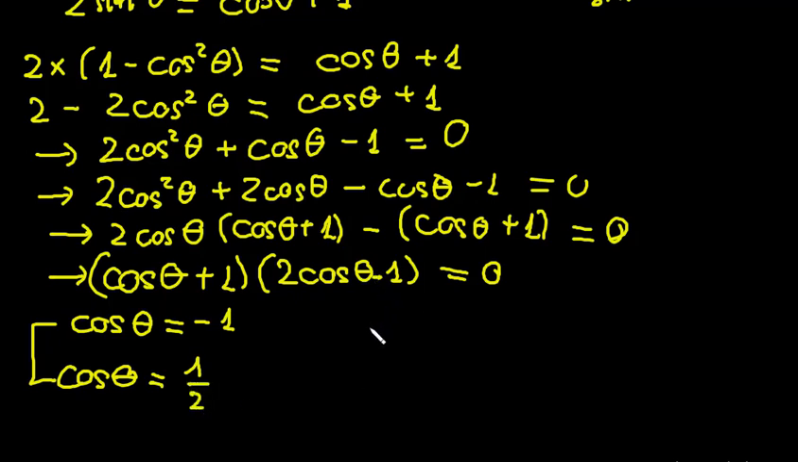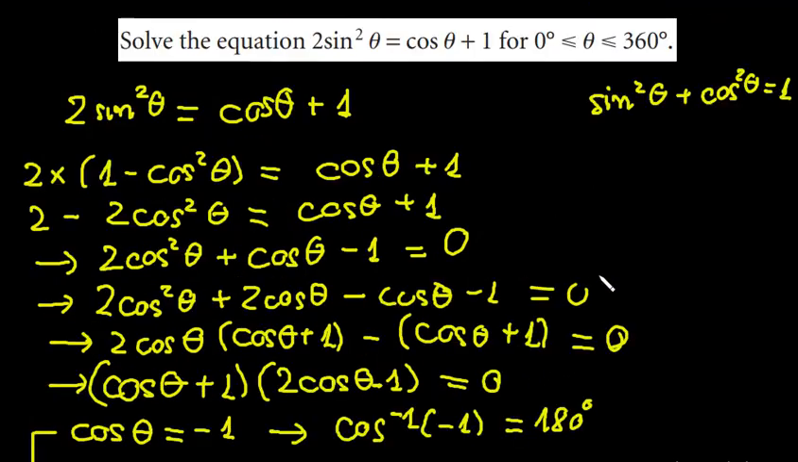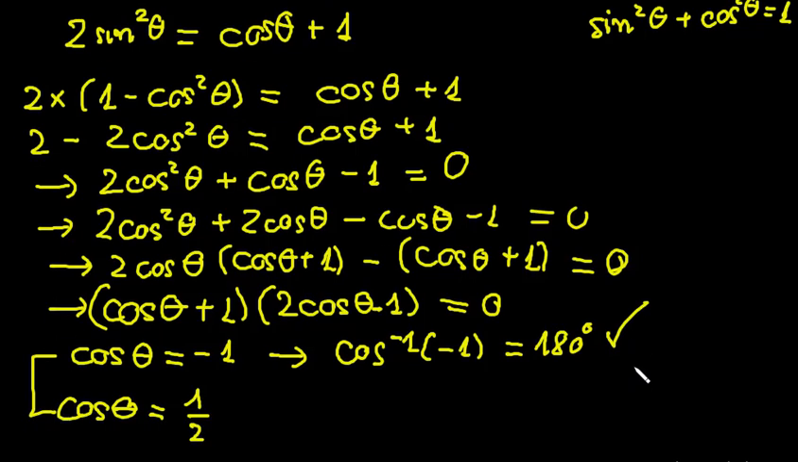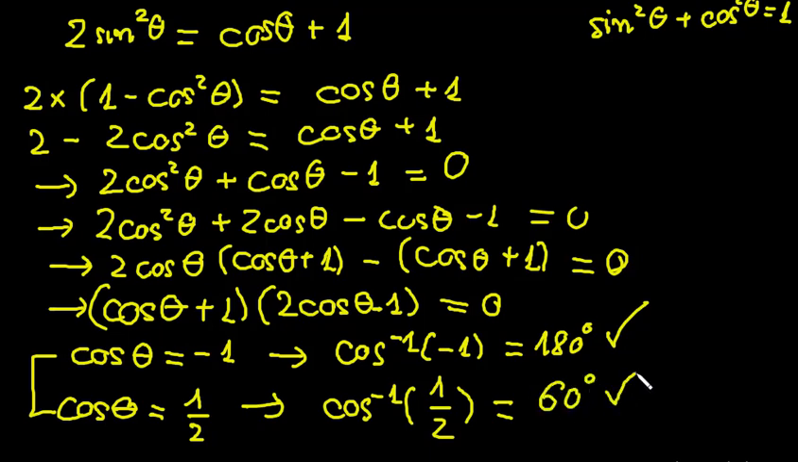For cos theta equal to minus 1, when I enter this equation into my calculator, I have theta equal to 180 degrees. This is within the range from 0 to 360 degrees, so I have one value, which is this one. Then I substitute the other equation, 1 over 2. I have my value equal to 60 degrees. But now I wonder whether I have any more values here.